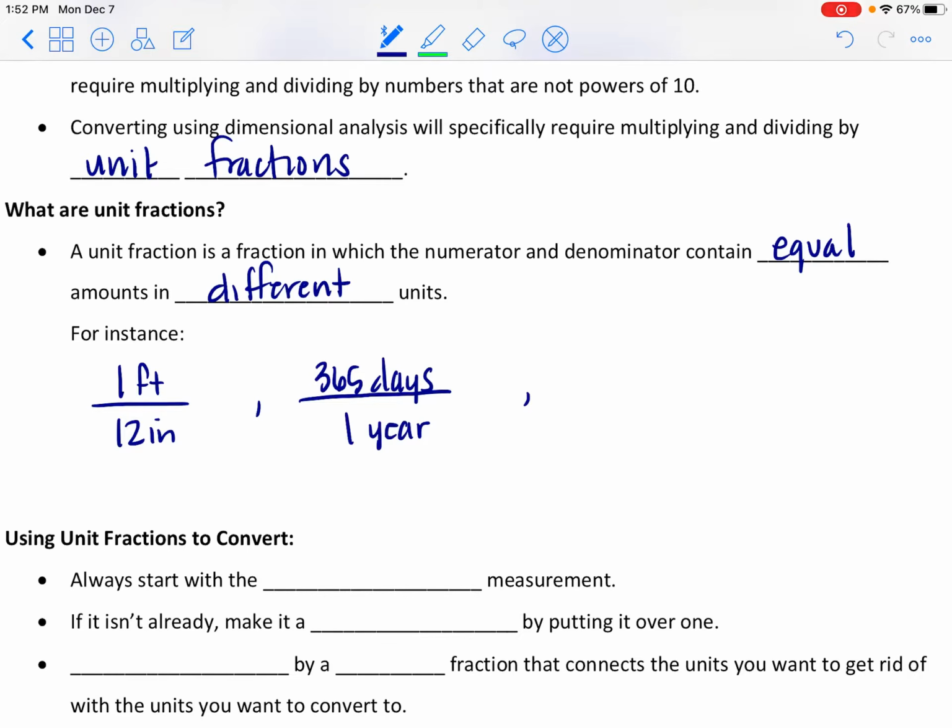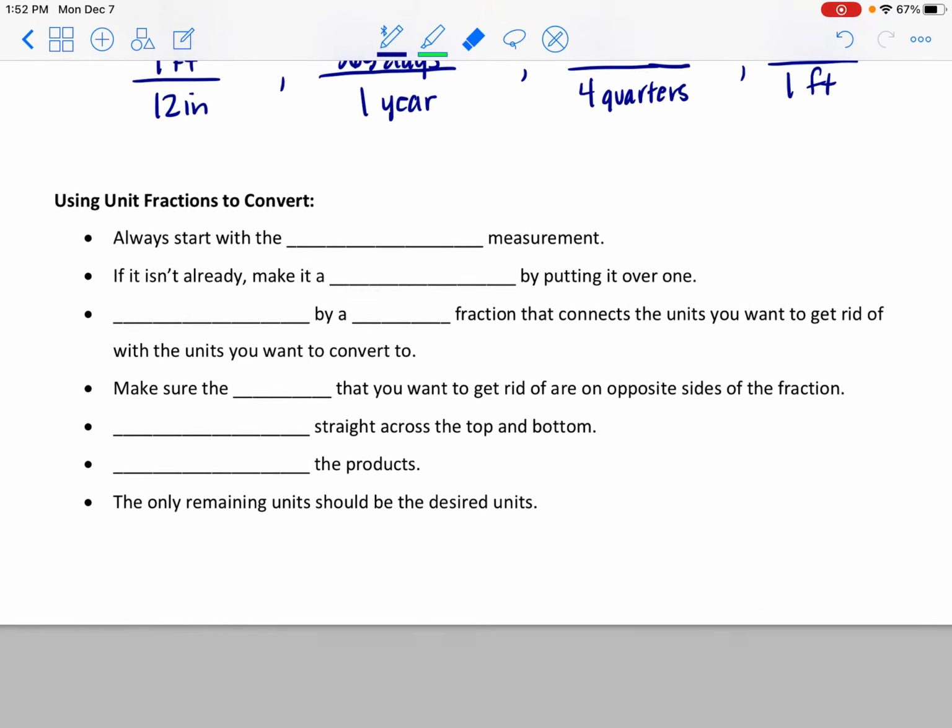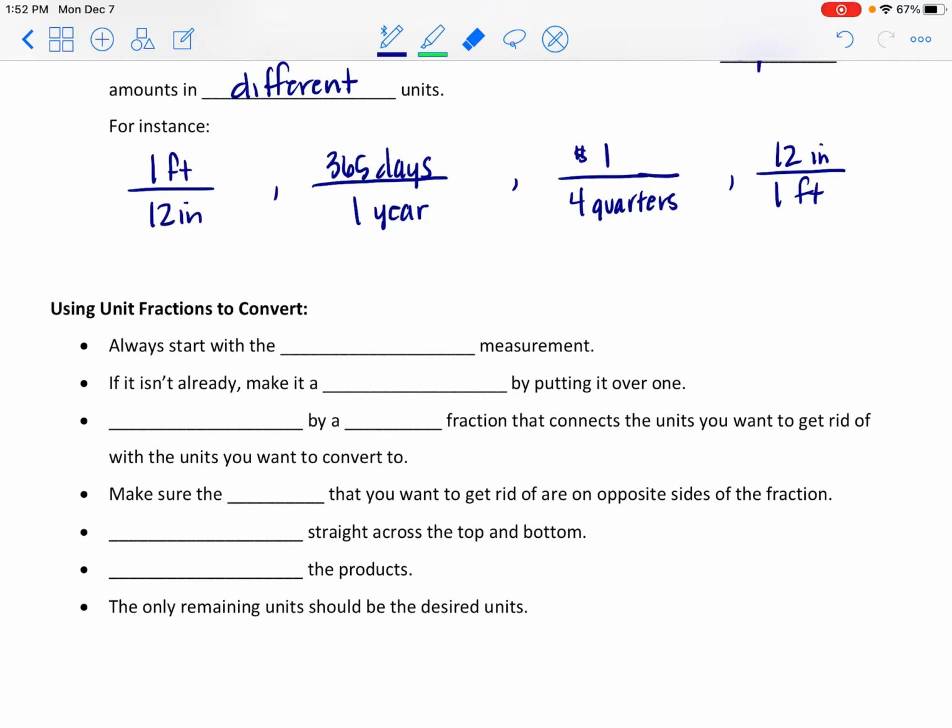Or maybe you could say that $1 has 4 quarters, okay? Whatever it is, if you have two equal amounts that are in different units, you could make a unit fraction out of those. And you can flip any of these too. So the first one I said was 1 foot and 12 inches. I could also say 12 inches is 1 foot. And depending on your situation, the first one might be helpful, or the second one could be helpful. It depends on your situation, okay? So those are examples of unit fractions, and those are what we're going to use to convert if we're in the standard system, or if we're going metric to standard or standard to metric.